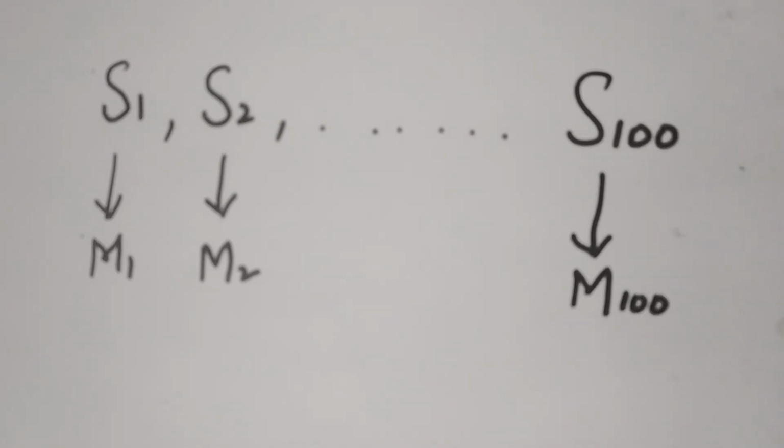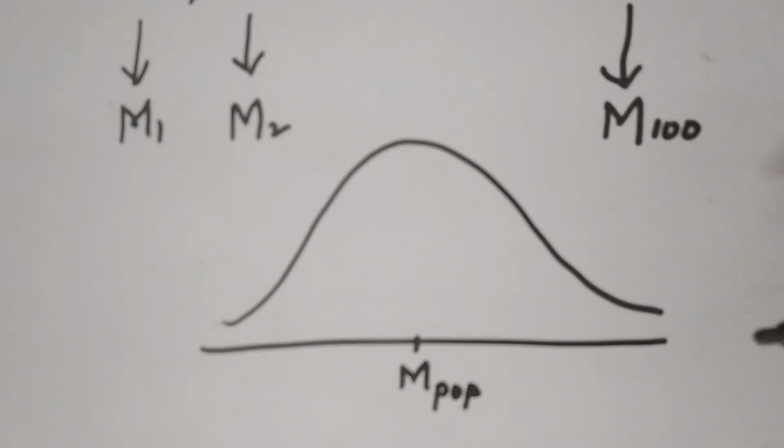Now these means will differ more or less from each other because of fluctuations of sampling. The frequency distribution of these 100 sample means will fall into normal distribution around the population mean. We can represent this normal distribution something like this.